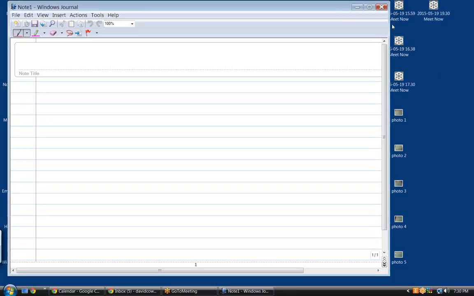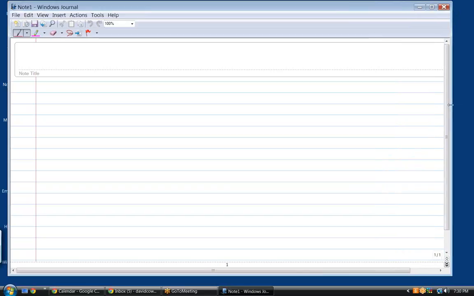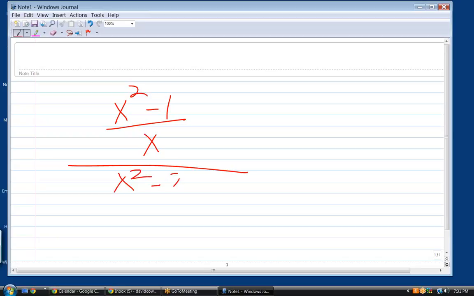Semester review that I was looking at. All right. The ones you can verbalize? Yeah. So the first one is x squared minus 1 over x, and that is over x squared minus 2x plus 1, and that's over 2x squared plus x. Okay.